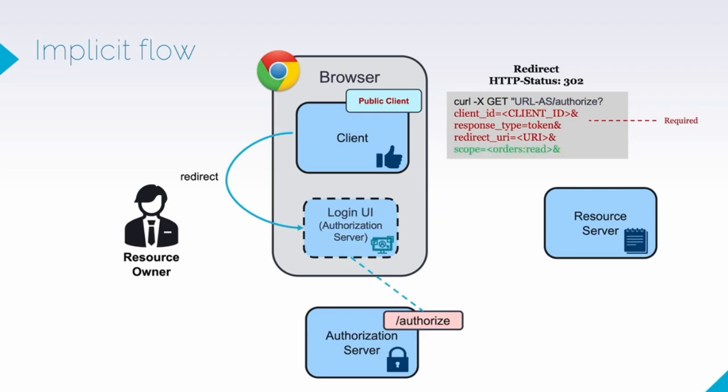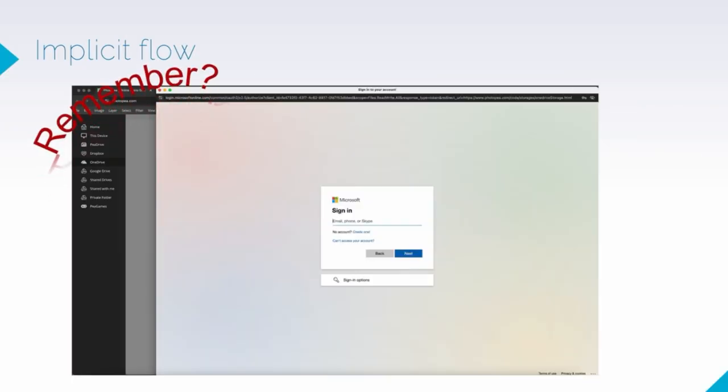There are also two optional but highly recommended parameters. Scope: this limits the access or actions the client can perform in the API, such as orders read. State: a random string used to maintain state between the request and callback, which also helps protect against CSRF attacks. Again, referring back to the Photobee demo, the request URL had a similar structure: the authorize endpoint, and the query parameters like client ID, scope, response type equals token, and redirect URI.